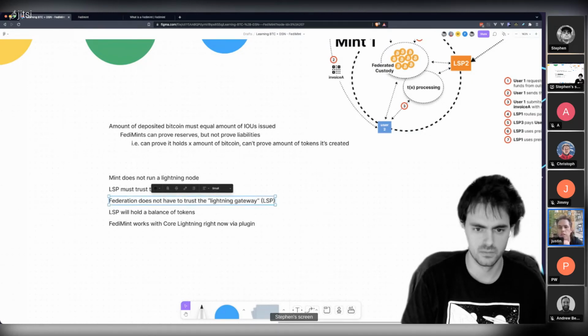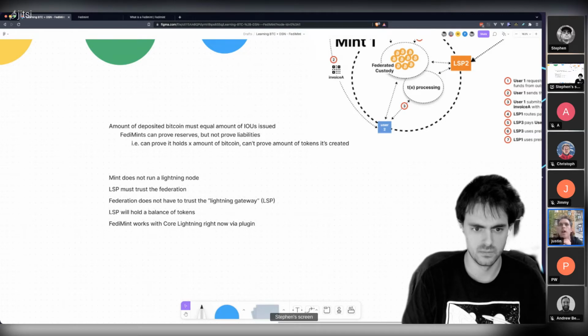And LND will work roughly the same way. They have this thing called an HTLC interceptor. It's just like one little file you've got to run. And so hopefully this could be something very, very simple if you're doing it on the command line, as command line can get very complicated.